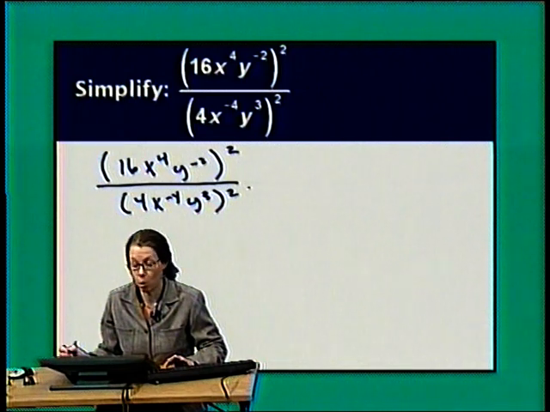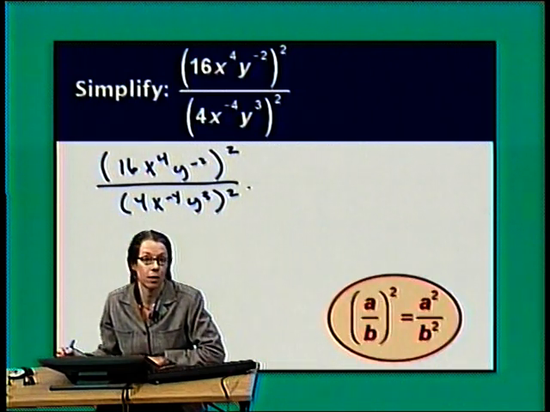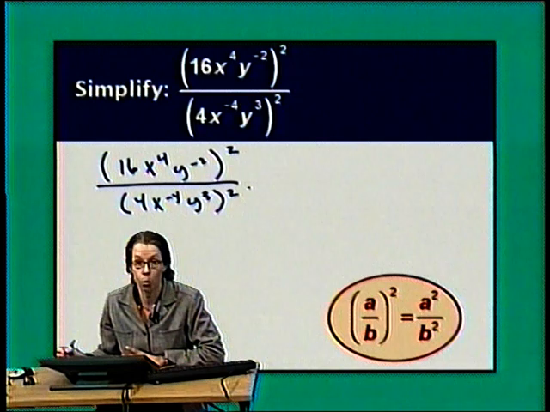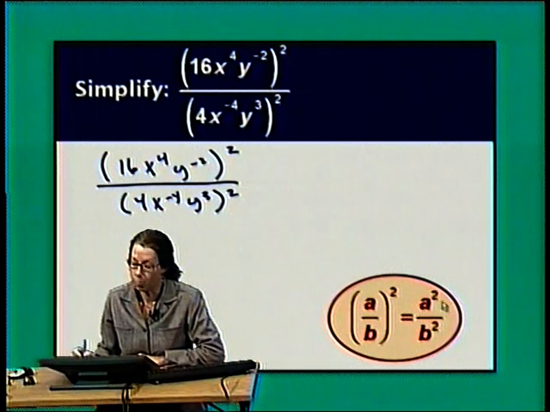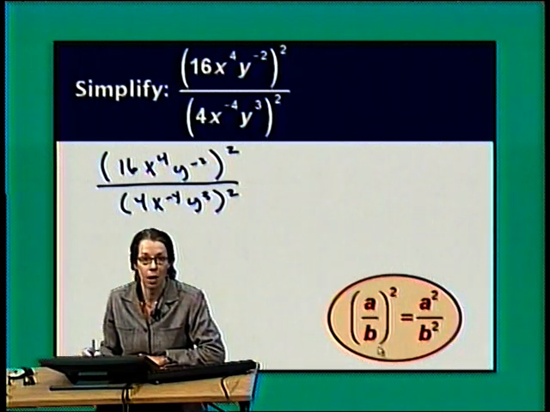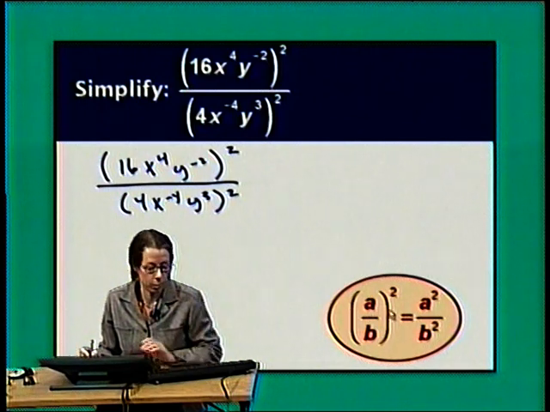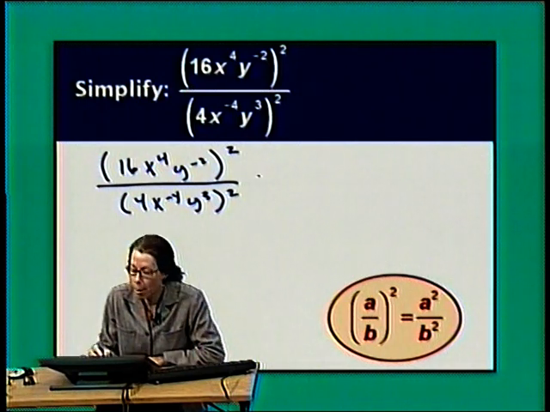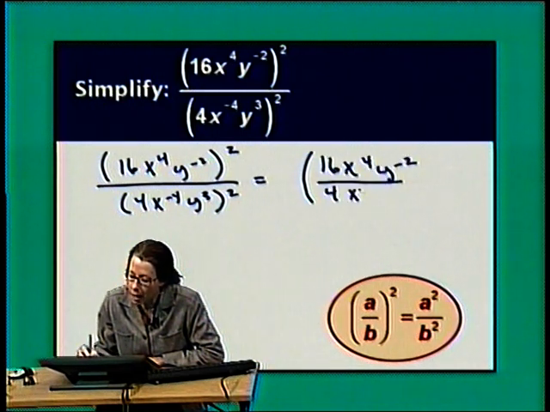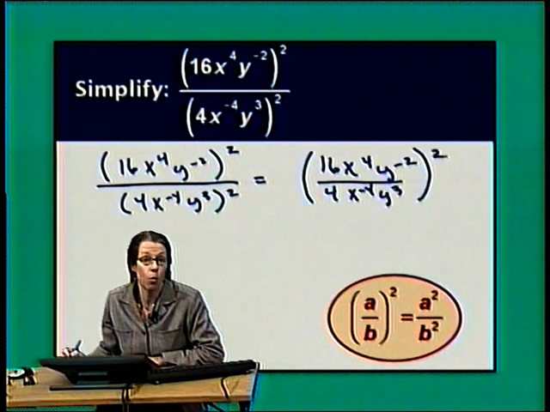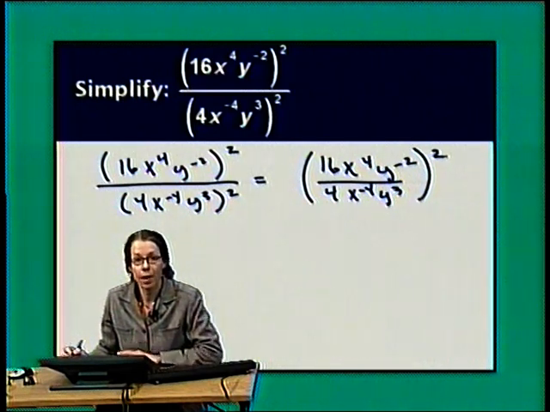Let's just review the quotient to powers rule. That tells us that if I have a over b squared, for example, I can write that as a squared over b squared. Well, I'm going to use this going the other way. I'm starting with something that looks like this. I'm going to rewrite it as a over b squared. Look what happens when I do that. Inside the parentheses, I have an expression that I can simplify before I square. So that's what I'm going to do.